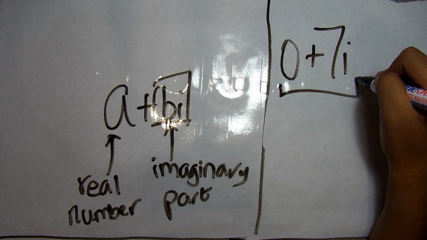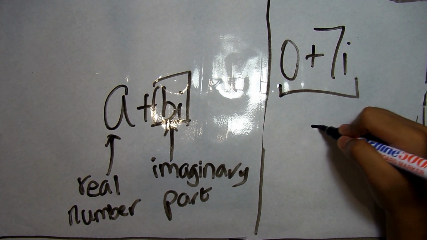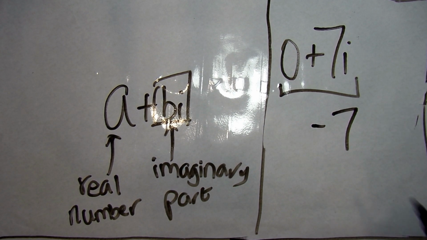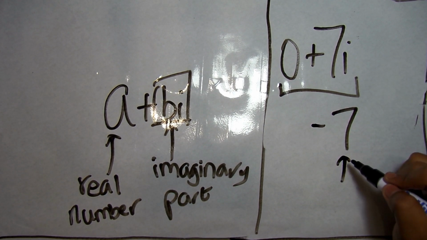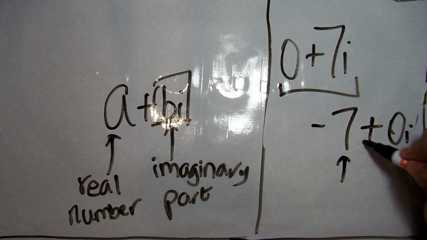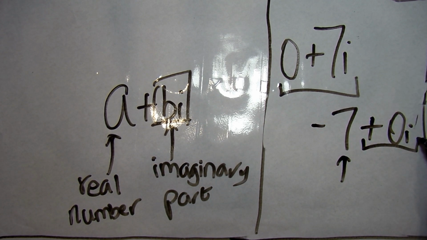A real number such as -7, which is on the number line because this is an integer, can be considered to have an imaginary part consisting of 0i, which we do not use in everyday life, but for the sake of mathematical expression.